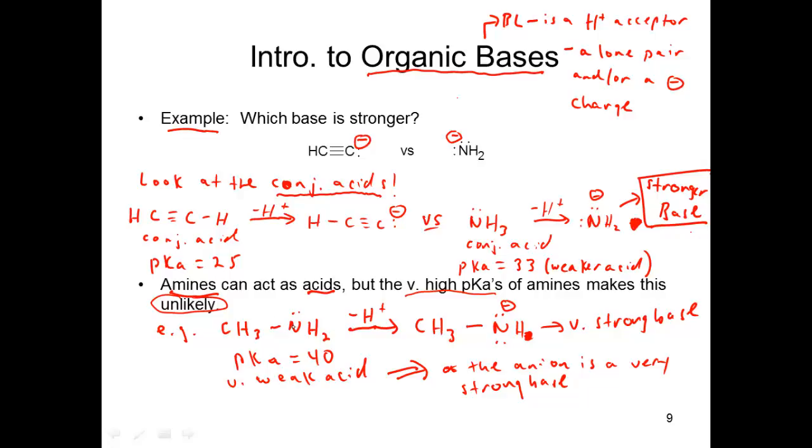But I'm saying, could an amine act as an acid? Could it give up a proton and form this base? And the answer is that's very unlikely because this is such a weak acid. The pKa is 40. It's very unlikely to give up a proton. If it did give it up and form this, this is a very strong base because it comes from such a weak acid. So make sure you can get that concept down. I know sometimes you have to think about it for a little bit.